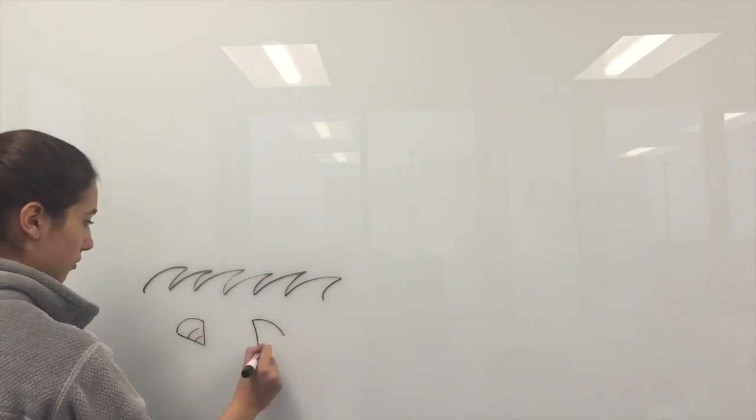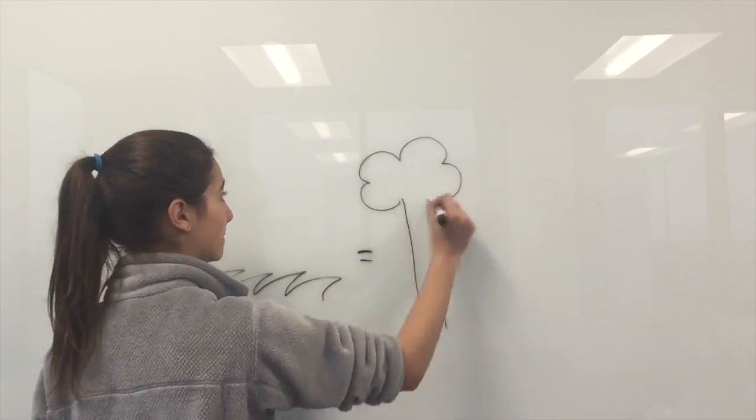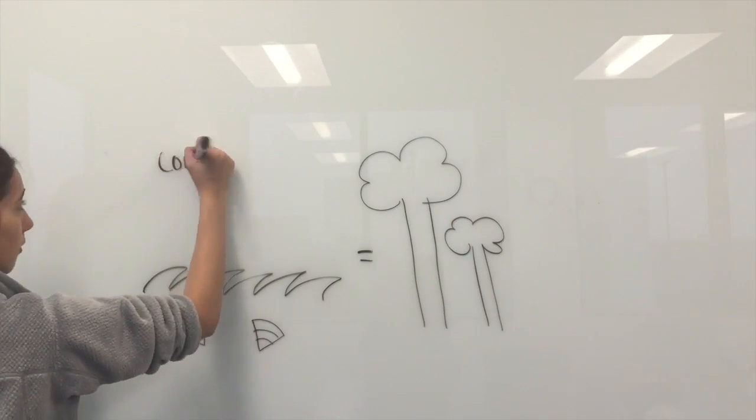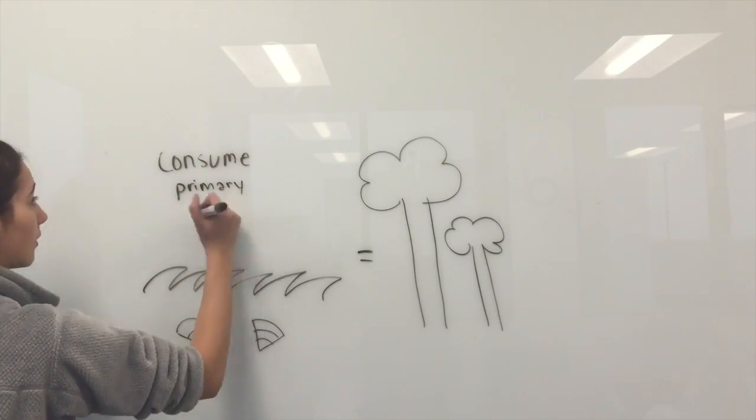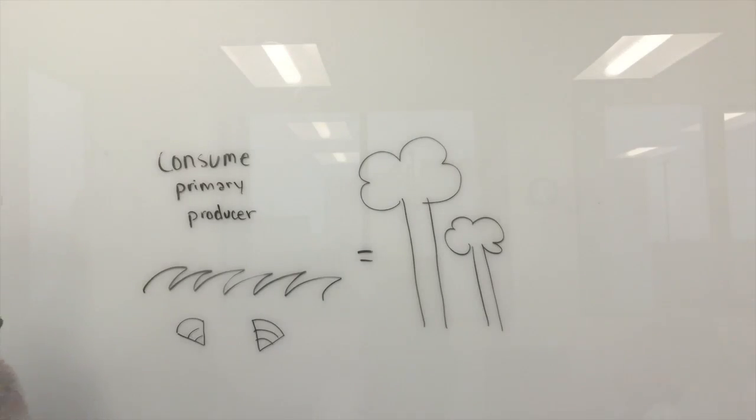Zebra mussels in Lake Michigan are very similar to deer in forests. Both zebra mussels and deer are very harmful to their ecosystems. They both consume a large portion of the primary producers in their environment.